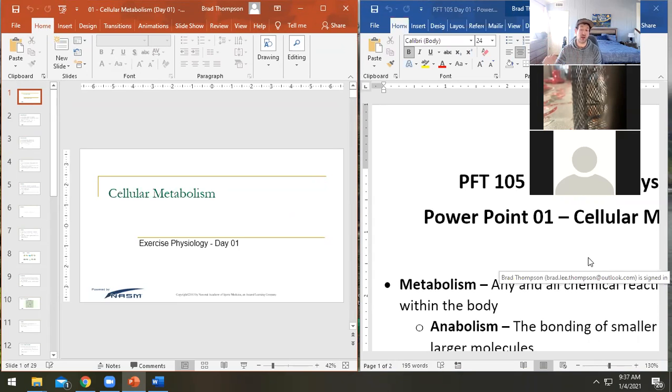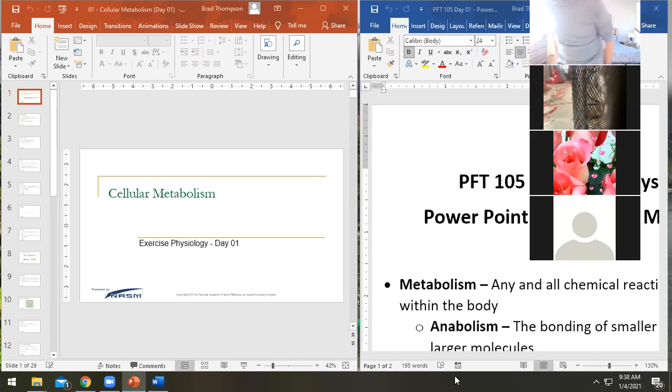This is going to be more in depth than your textbook. So there's some information that your textbook doesn't have. This is going to be more in your regular NASM textbook. It's called NASM's Essentials of Personal Fitness Training. That's the regular one they want to give us in the school, right? Yeah, we're going to get that to you guys for sure.